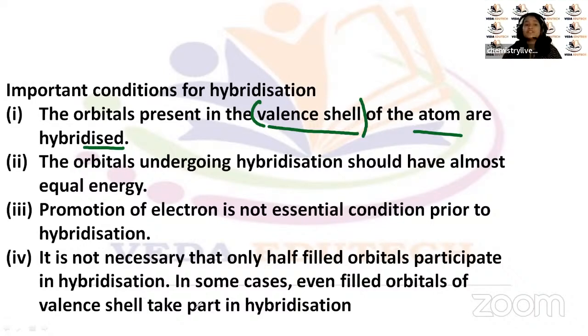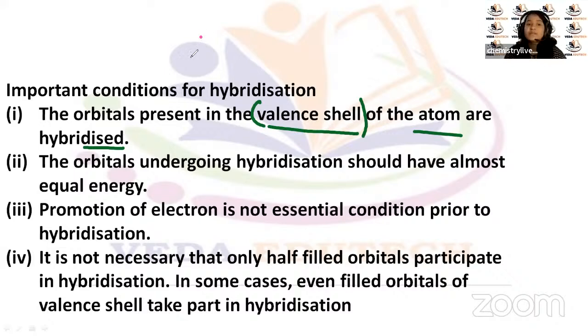So what's happening, children? You have to take care that only the orbitals that are present in the valence shell are getting hybridized. Okay. For example, if I tell you one is 5p here and another is 4s here. Just a minute.